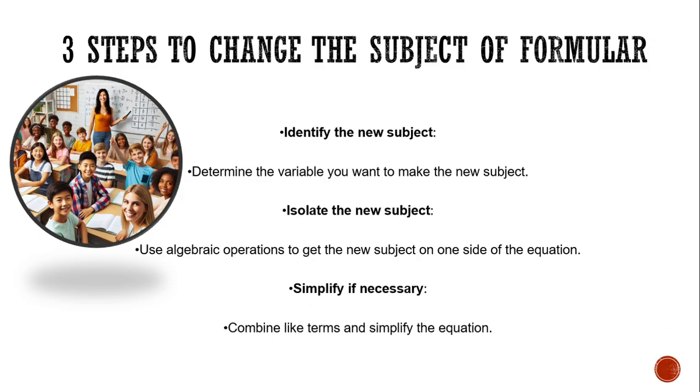Then the last point is that you simplify if necessary, because the second step is where the bulk of the work is. So the third step is just for you to simplify and make your work fine. So you combine like terms and you simplify the equation.